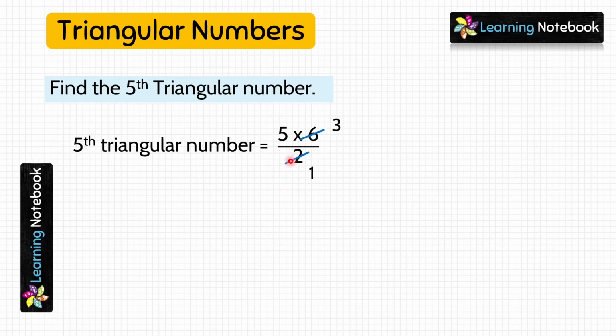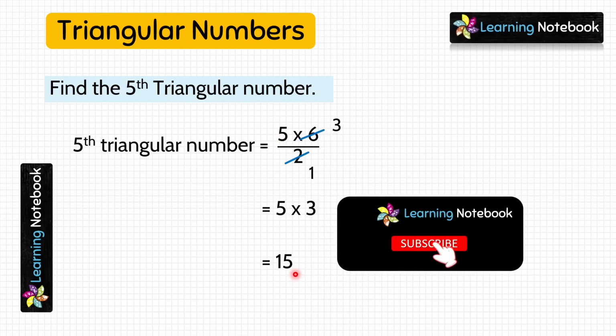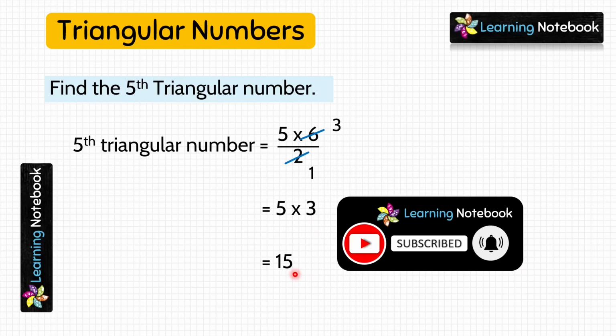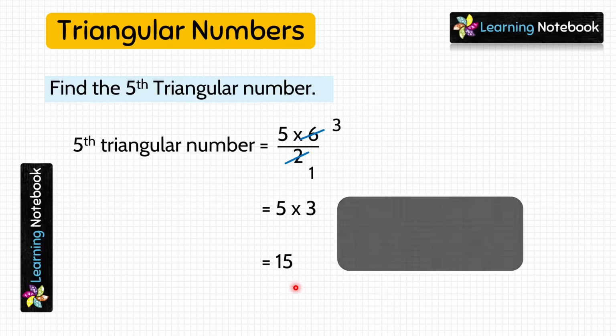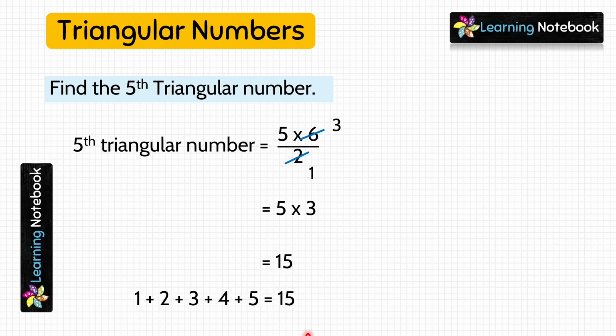We get 5 into 3, which is equal to 15. So this is our answer. The fifth triangular number is 15. Students, you can add the first 5 numbers and you will get the sum as 15 only. So this shortcut method is very easy and useful to find any triangular number.